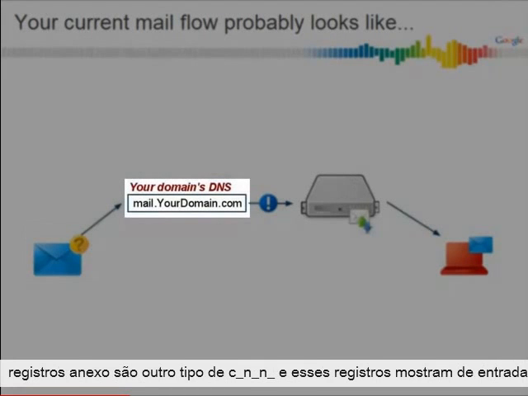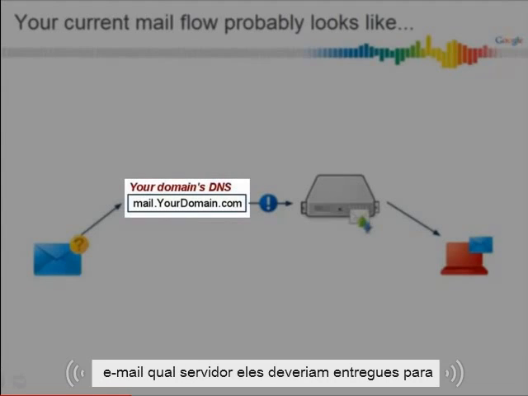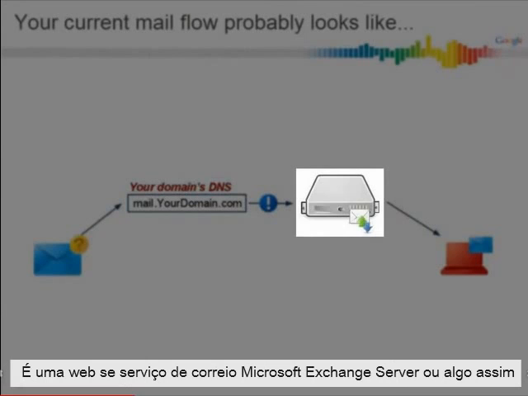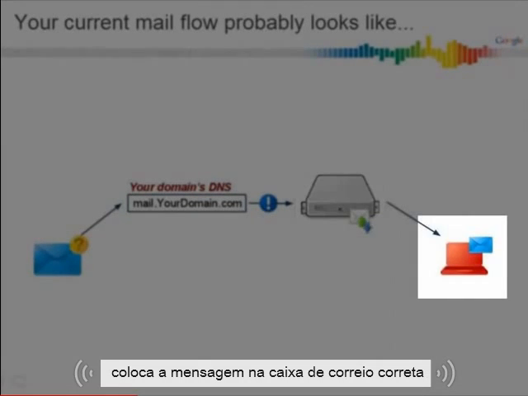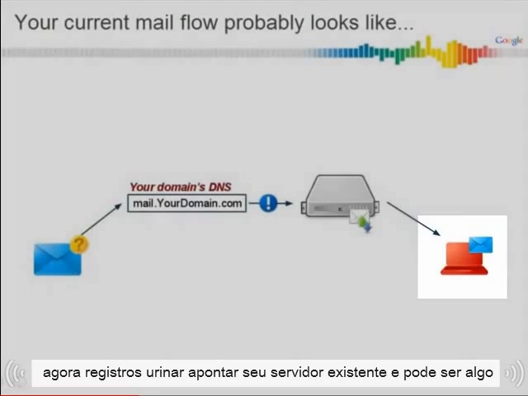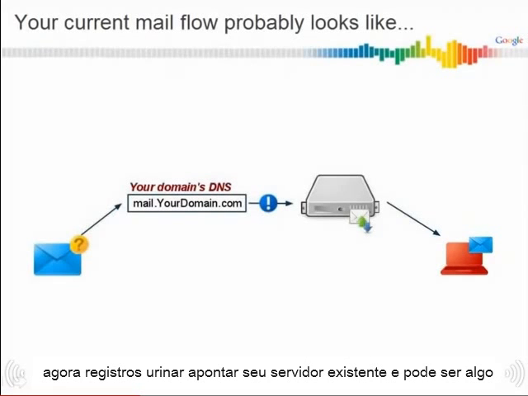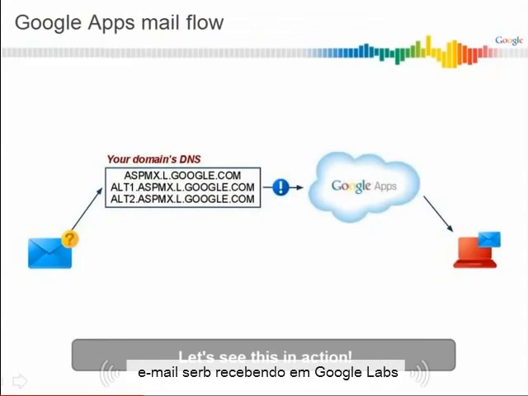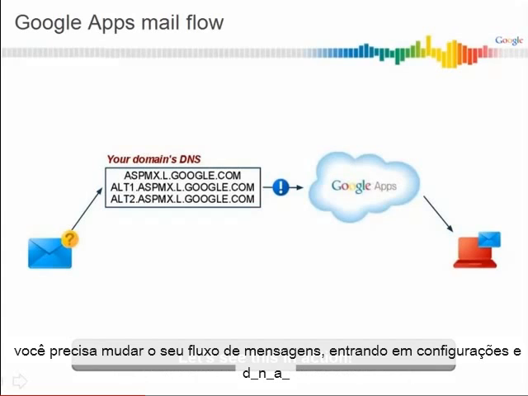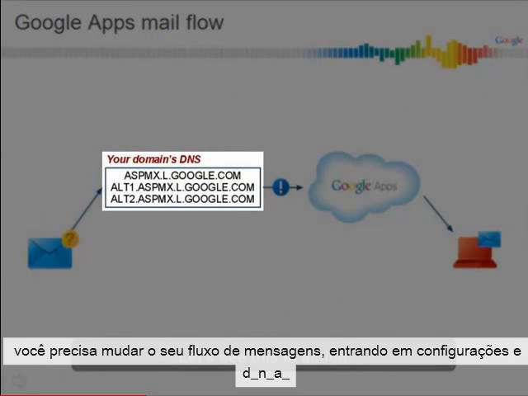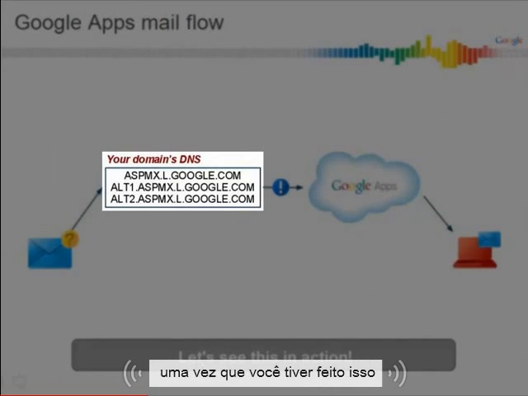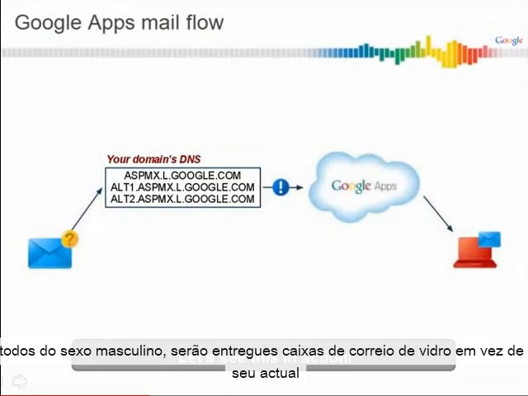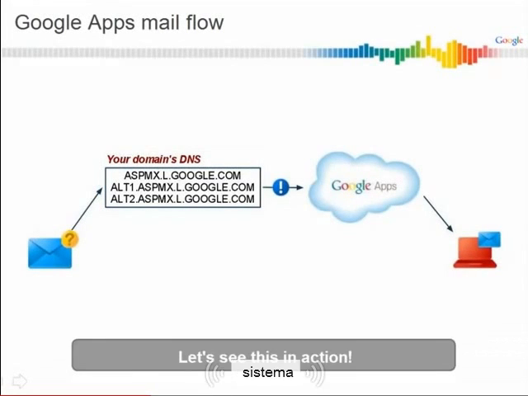MX records are another type of DNS record, and these records tell incoming mail which server they should deliver to. From there, your mail system, whether it's a webmail service, Microsoft Exchange server, or something else, places the message in the correct mailbox. Right now, your MX records point to your existing server and might be something like mail.yourdomain.com. To start receiving mail in Google Apps, you'll need to change your mail flow by logging into your DNS settings and changing your MX records. Once you've done that, all mail will be delivered to your Google Apps mailboxes instead of your existing system.